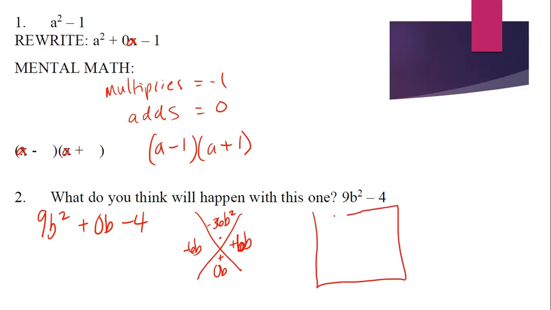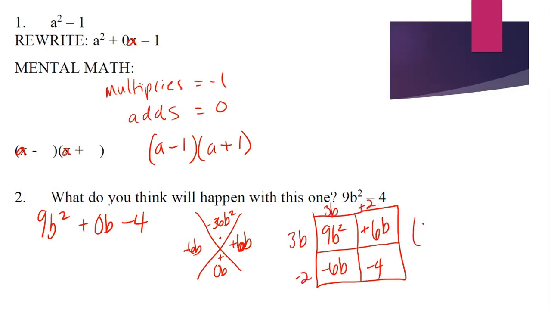So if I'm going to use the box really quick, I'm going to put in my first term, which was 9b squared, and my last term, which was -4, and my b's that make it work, which are -6b and +6b. Then my greatest common factor of each row and each column: we have 3b, -2, 3b, and +2. So my factors are 3b plus 2 times 3b minus 2.